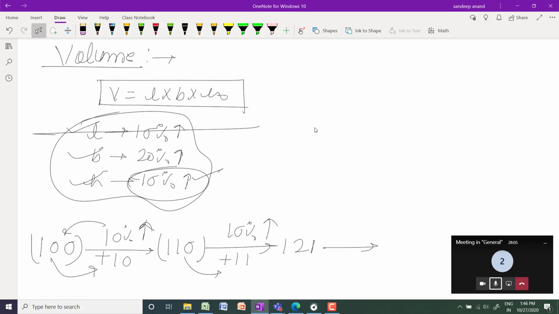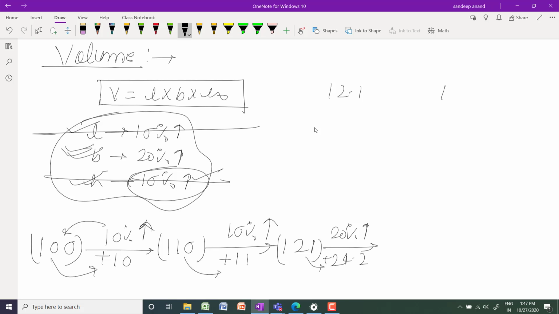Okay. Then this is done. Now I need to increase this by 20% further. So what is 20% of 121? 10% is 12.1. 20% is this value multiplied by 2, so 24.2 will be the 20%. Yes or no? Yes, sir. Okay. Now I need to add 121.00 and 24.20.